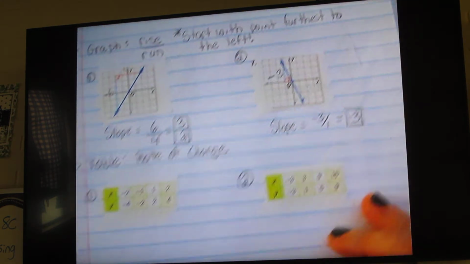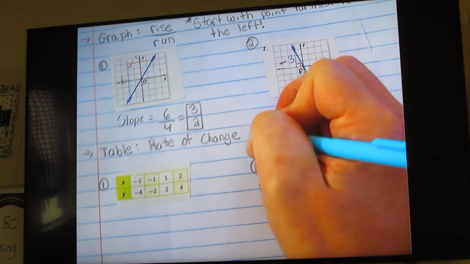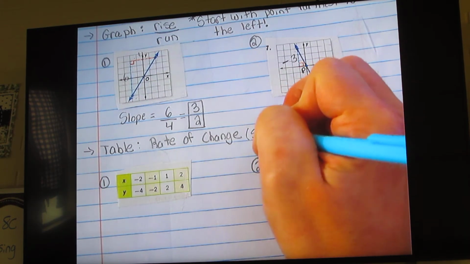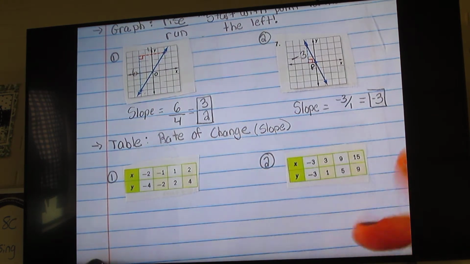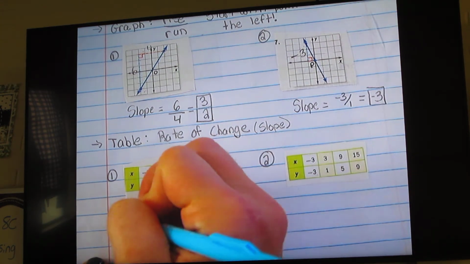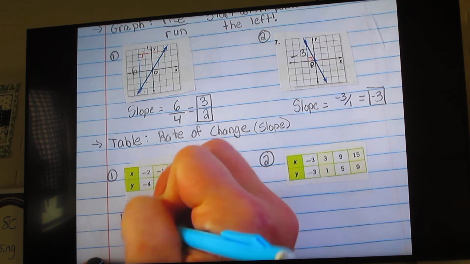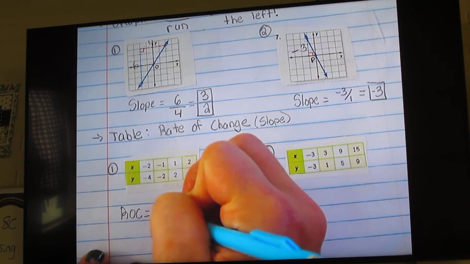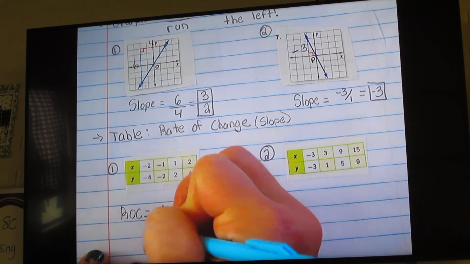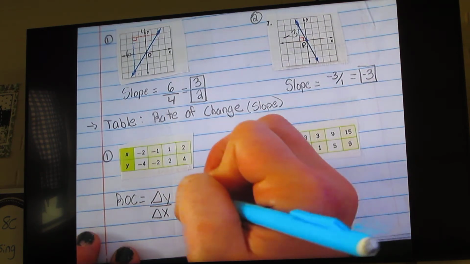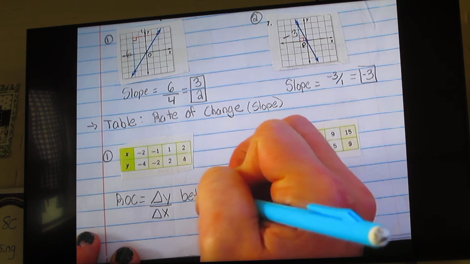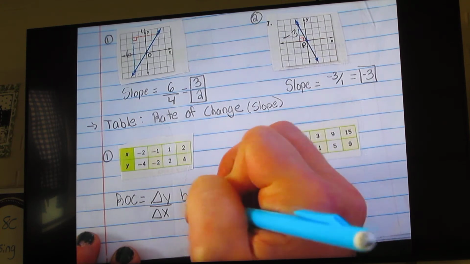Now, when I have a table, I use rate of change, because rate of change and slope are the exact same thing. It just has a slightly different definition. So I have videos on rate of change, go back and watch those. But rate of change, which is abbreviated ROC, means to find the change in y over the change in x between the first two points.